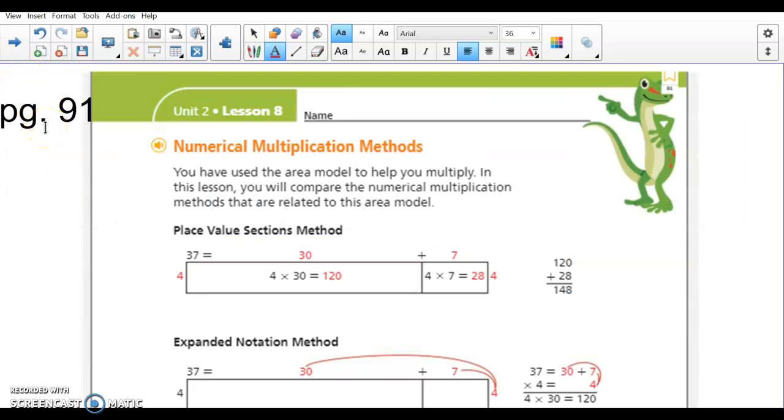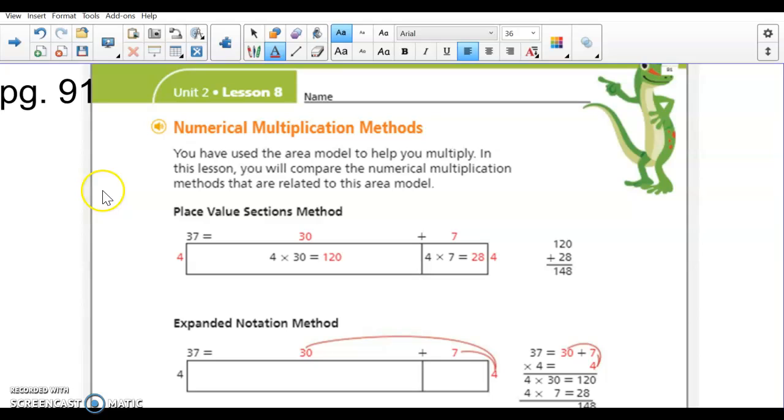All right, so on page 91 now. Page 91 is going to walk us through. It has the area model for every one of these problems, but it also is going to show you each of the three other methods that we use. Today we're going to go through those, and this will be one of the last days that you have to work with a specific method. From here on out, we just want you to choose what works best for you.